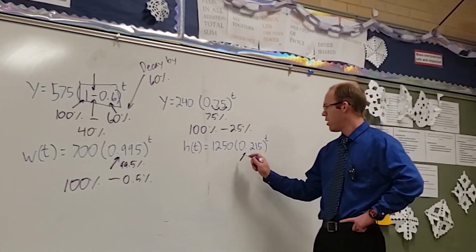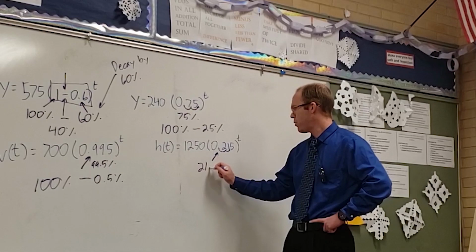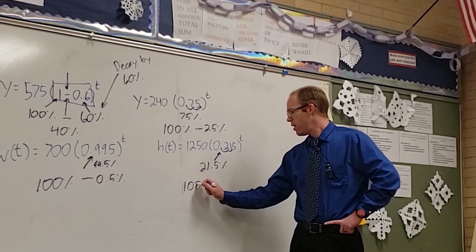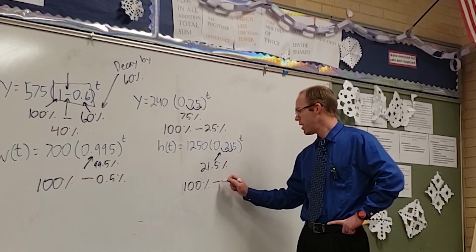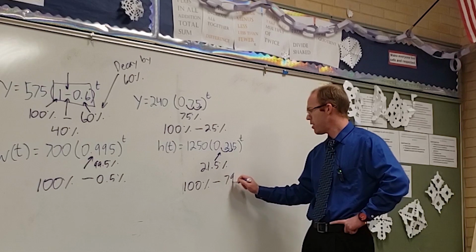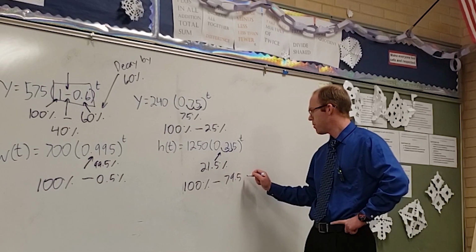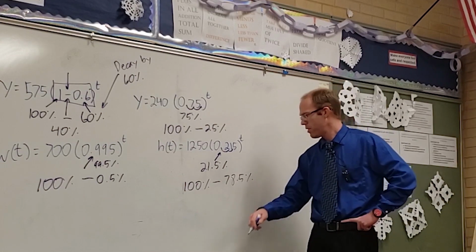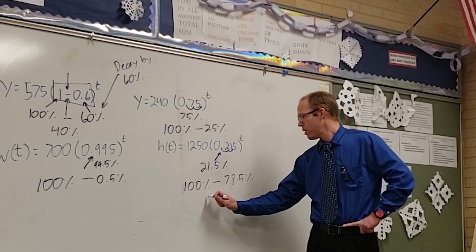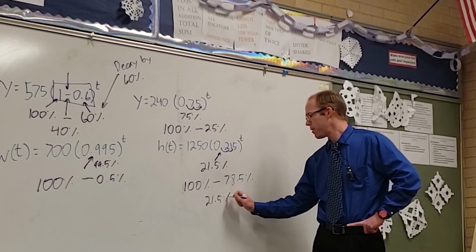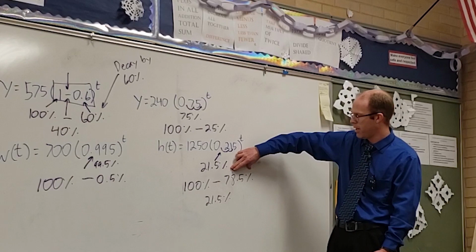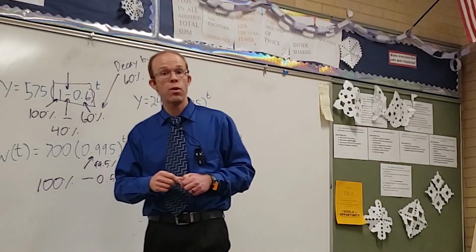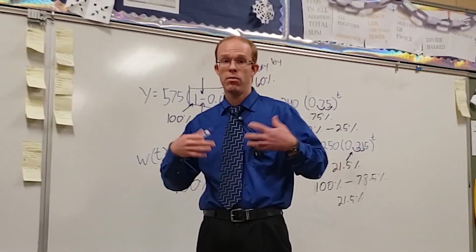Last one. This written as a decimal is 21.5%. That would be 100% minus 78.5% to get us a total of 21.5%. So we have lost this much. Our decay this time is 78.5%. Thank you. Give the first few questions a try, and we'll see you in the next video.